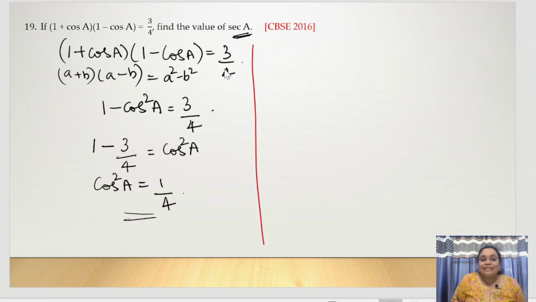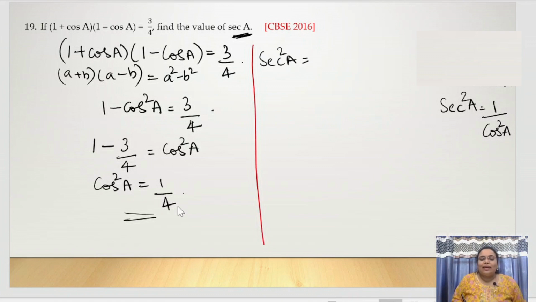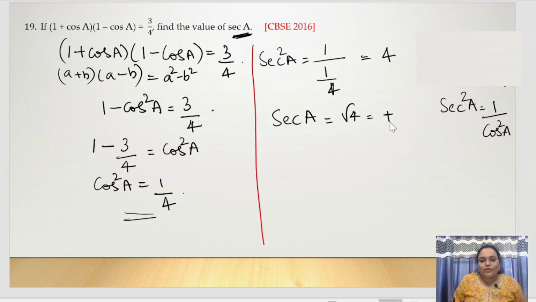We need to find secant A. Secant square A is equal to 1 by cos square A. Now if I want secant square A, it will be 1 by cos square A, which is 1 by 1 by 4. You will get 4. But we need to find secant A. So secant A will be root 4, which is plus or minus 2. So the value of secant A is plus or minus 2.